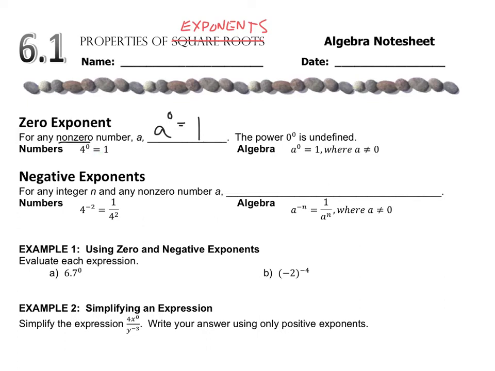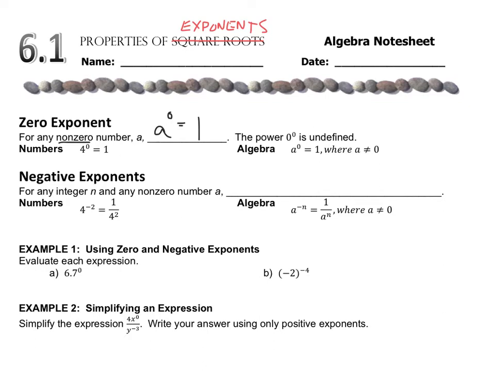If that same a is 0, then 0 to the 0 power is what we call undefined. So the a can't be 0, or else it's undefined. Any other time, if some non-zero number is to the 0 power, the answer is 1.